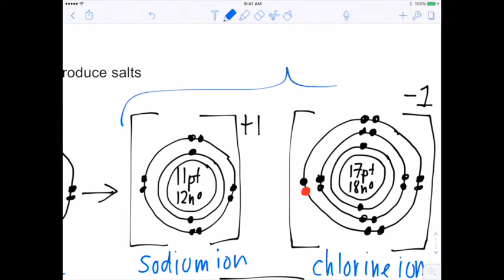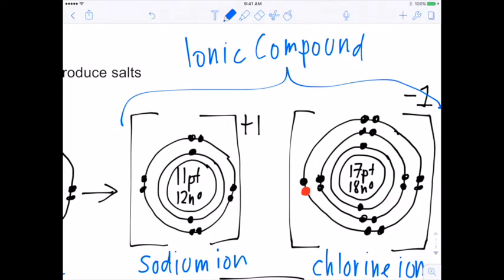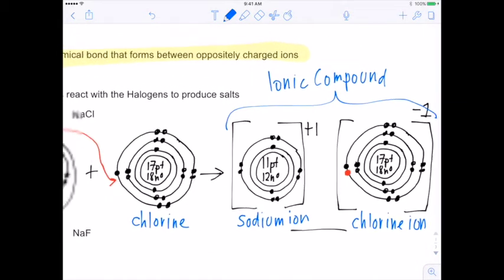And they form an ionic compound called sodium chloride, or commonly known as table salt. So this positively charged sodium ion is actually attracted to the negatively charged chlorine ion, just like a north magnet would be attracted to a south magnet, and they stick together. And that's why they form a compound, because they're stuck together like a unit. We'll do a couple more examples.